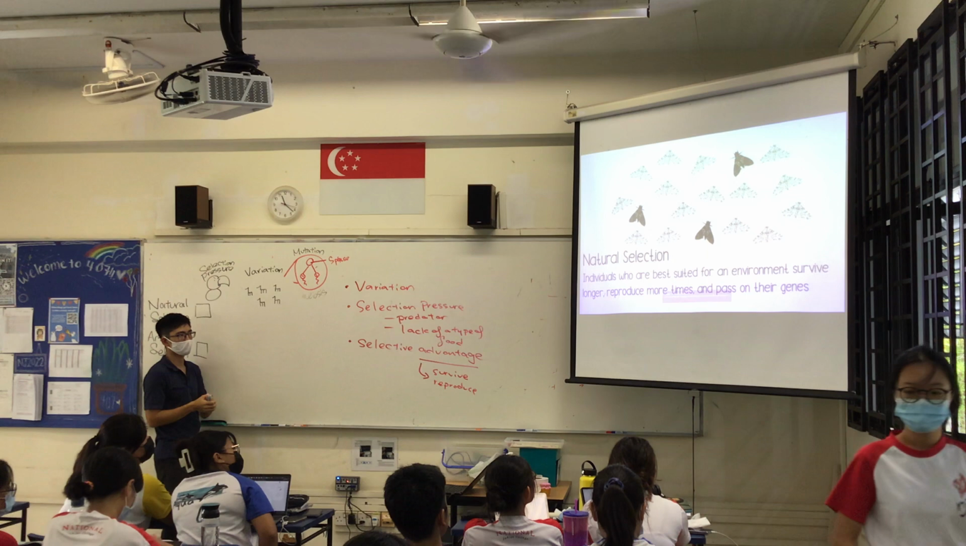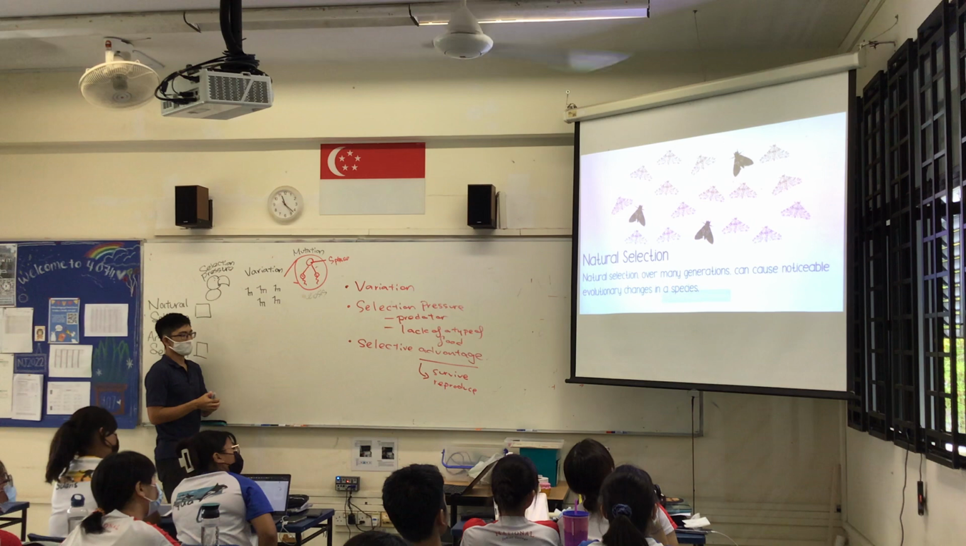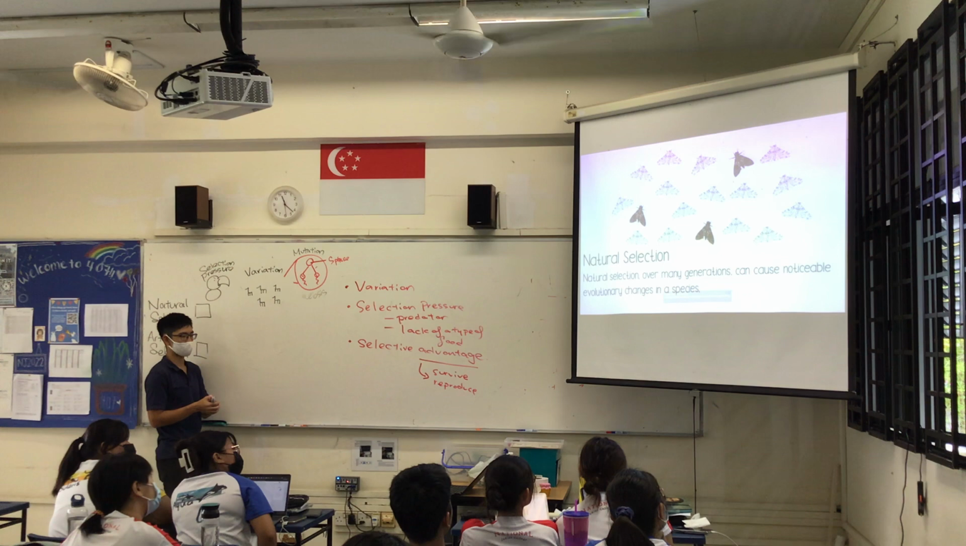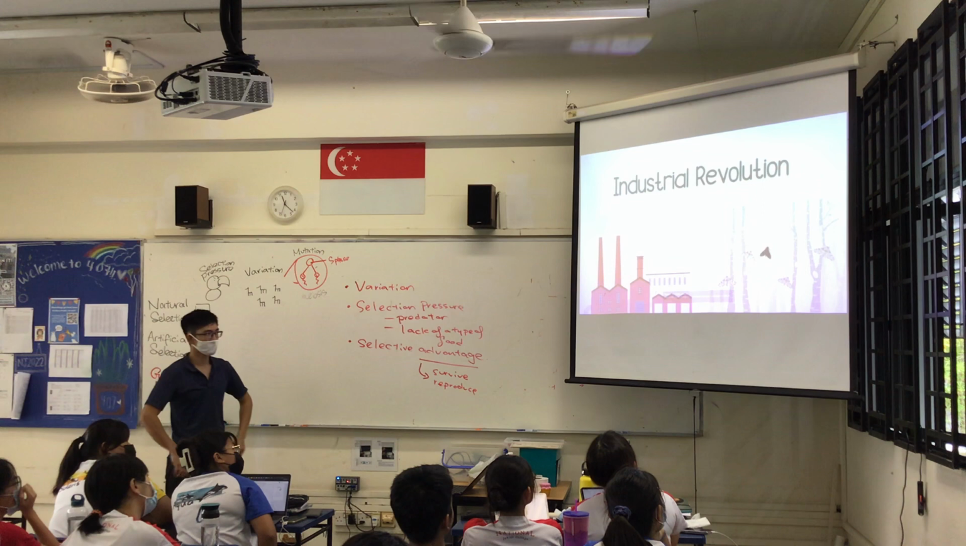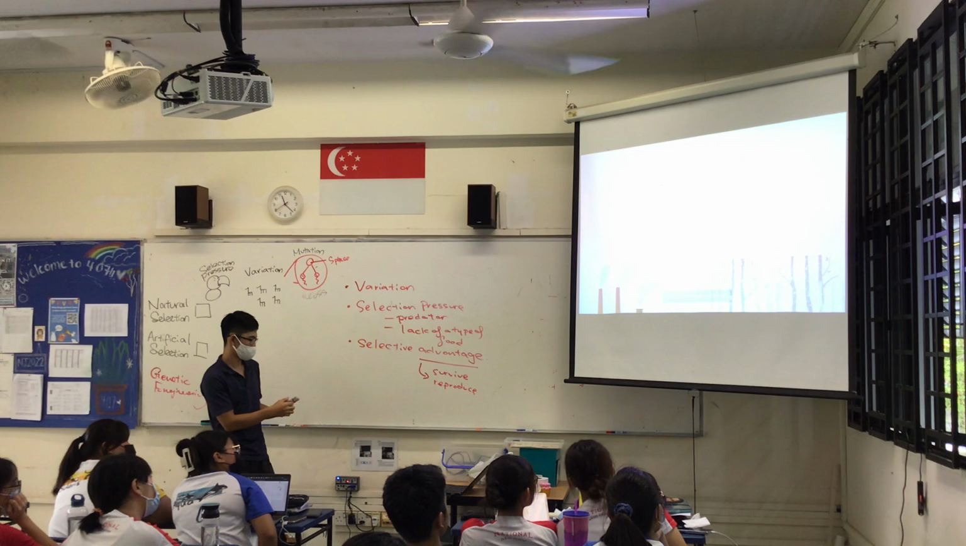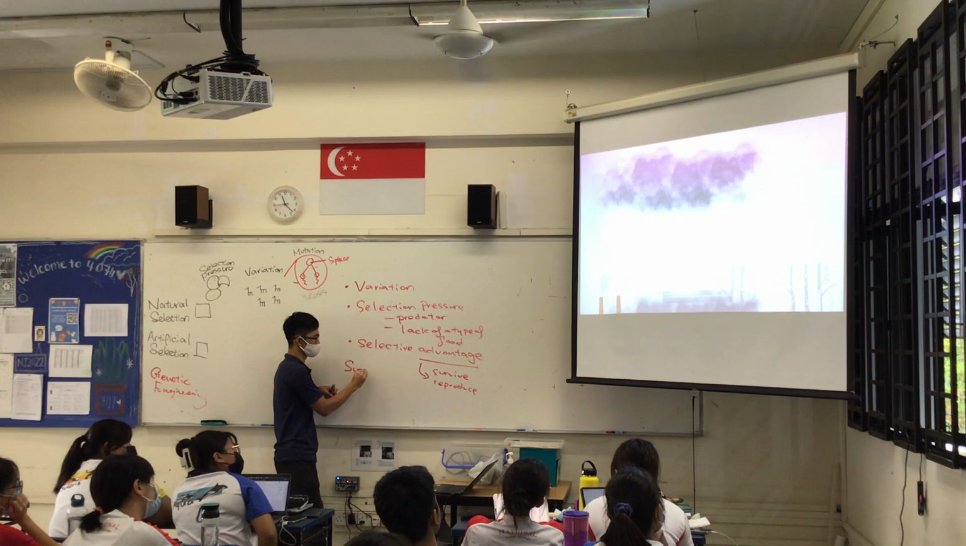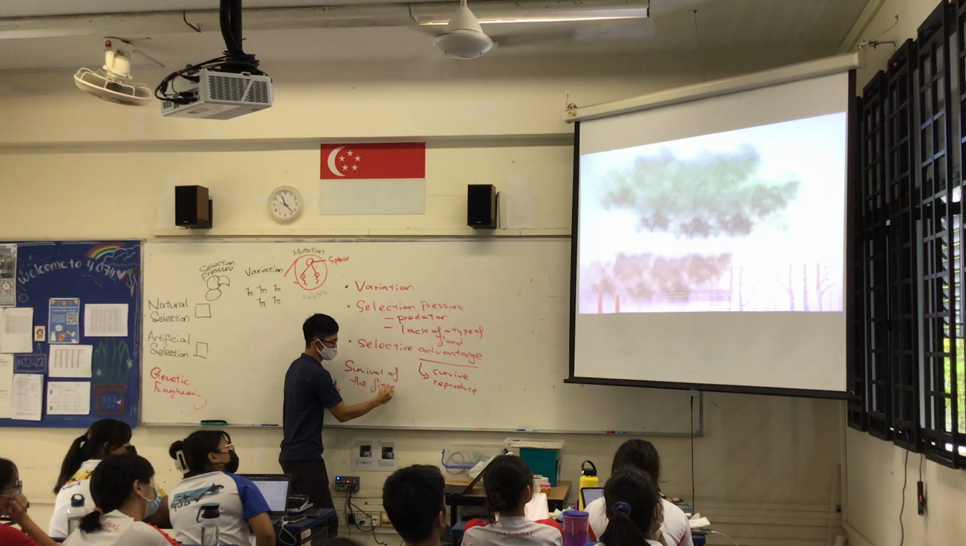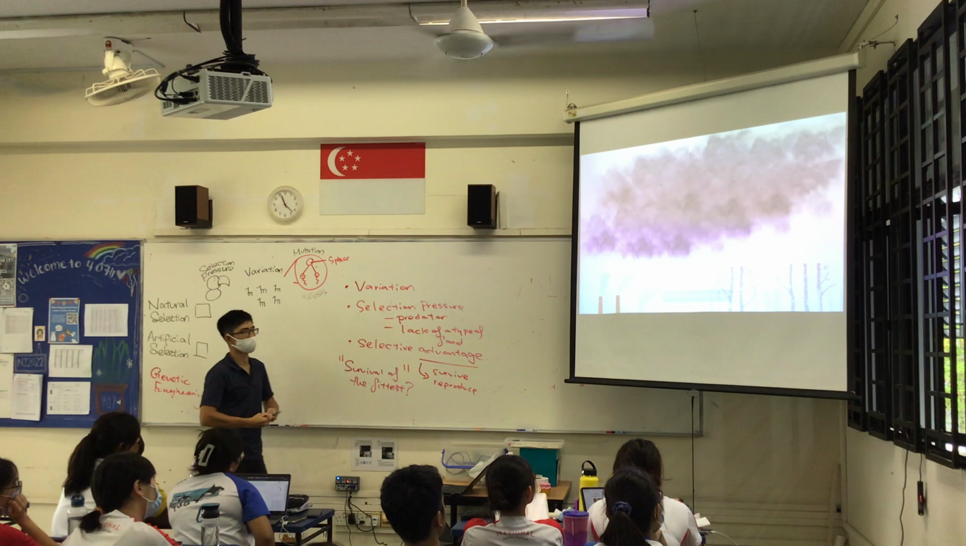Survive longer, reproduce more times, and pass on their genes. Natural selection over many generations can cause noticeable evolutionary changes in a species, and the peppered moth is the perfect example. In the 1800s, the Industrial Revolution took place. Manual labor was taken over by machinery. Factories began to produce goods. These factories were powered by coal. The burning of coal released a lot of pollution. Dark clouds of soot and ash lingered in the air and even settled on the trees. Over time, the once light-colored trees were covered in a layer of dark soot.